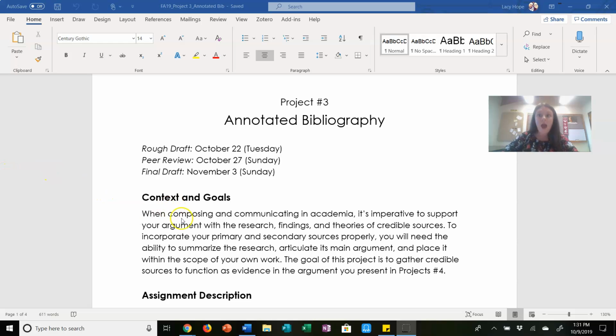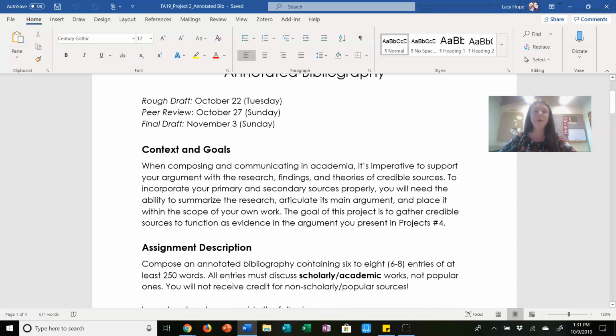All right, so as is standard on our assignment sheets, we have got the due dates listed here. Please keep them in mind. So we've got the rough draft due on the 22nd. Peer review form should be returned by the 27th, and the final draft is due November 3rd. So please do keep those dates in mind, but they should be noted on the calendar and Canvas.